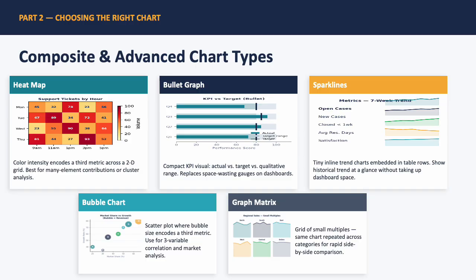Beyond the basic chart types, there is a family of composite and advanced visualizations that are particularly valuable in dashboard design. Let's go through each one. The heat map uses color intensity to encode a third variable across a two-dimensional grid of categories.